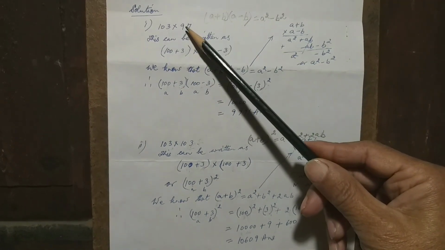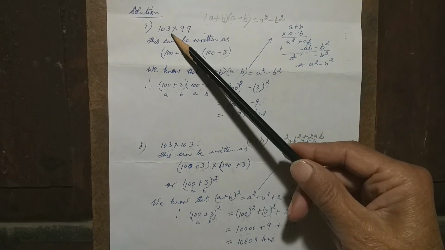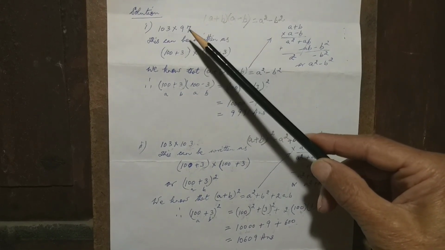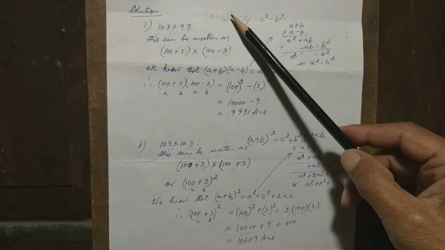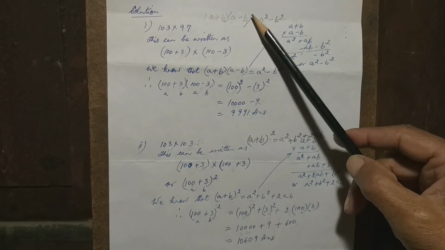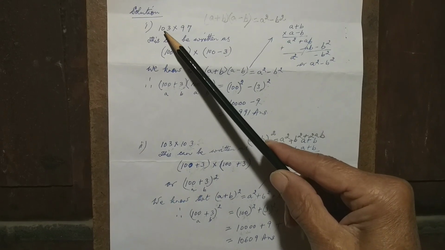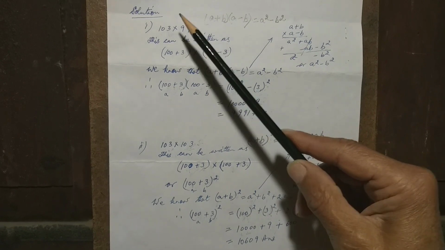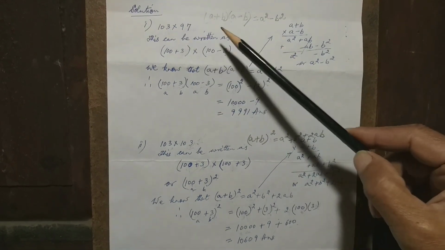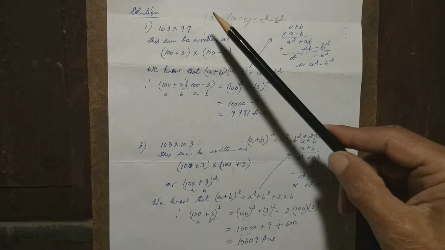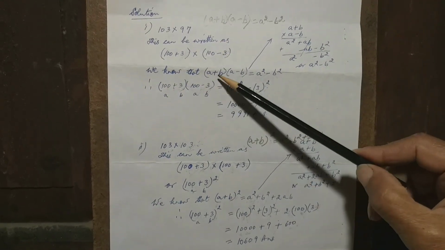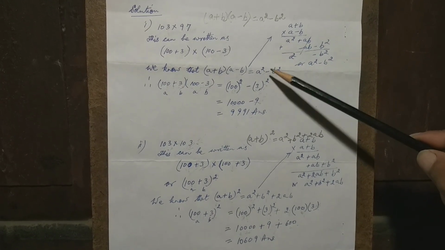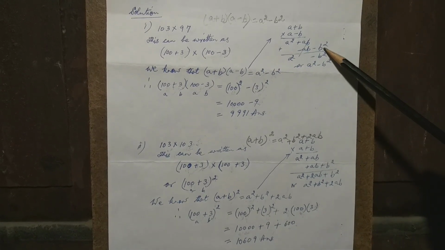So let's begin with the first one. We have 103 multiplied by 97. Now we'll solve this by using this identity. We can change 103 into 100 plus 3. 100 plus 3 is again 103 and 97 is 100 minus 3, which gives us 97. Now we know that a plus b into a minus b gives us a square minus b square. So this is the actual multiplication.